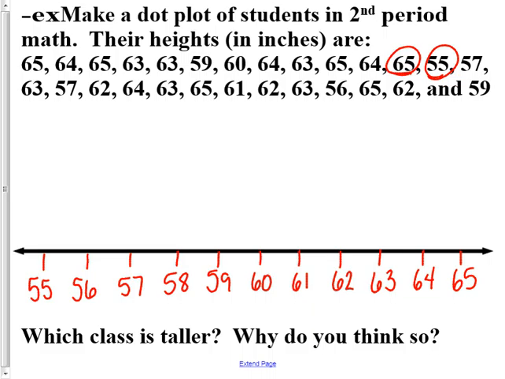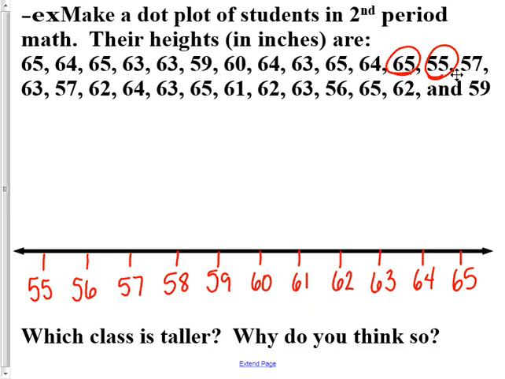Now again, you may think, well, the next thing I should do is find how many are 55s and then mark that many X's, and then find how many are 56 inches tall and mark that. That's actually probably going to be harder. My suggestion is just start with the list and go in the order that it is and mark the X's as you go. So our first person is 65 inches tall.